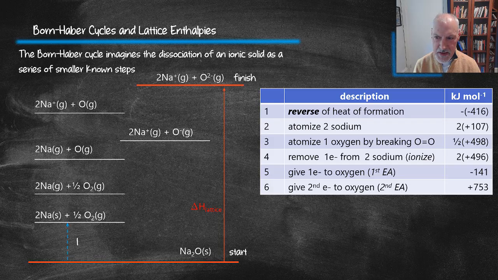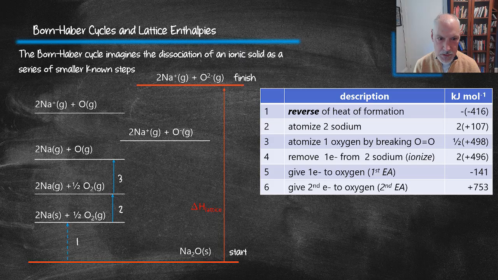My next step is to take sodium solid and turn it into sodium gas. And there's 2 of them to do that with. Hence you see the 2 times 107. My next step is to break the bond in the oxygen gas, that double bond, to create a single oxygen atom. That data we can find in our IB data booklet.